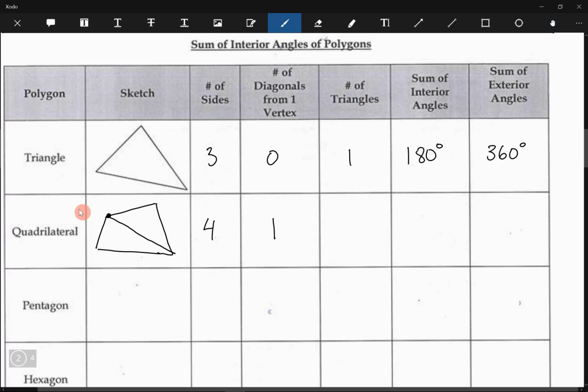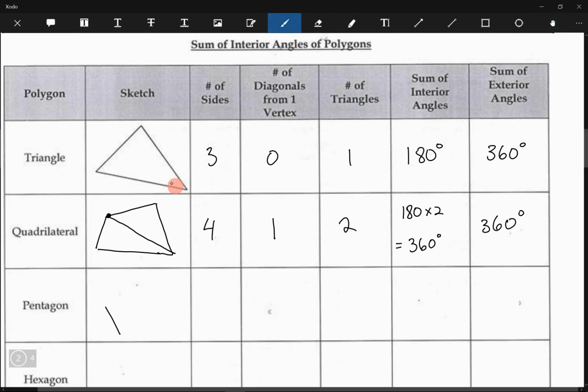How many triangles do I now see in my picture? Well, I have one here and one here, so that's two triangles. And now the sum of all the interior angles. So if one triangle has a sum of interior angles of 180, and I have two triangles, well then the total sum will be 180 times 2, which is 360 degrees. Okay, and again, the sum of all exterior angles is going to be 360 degrees.